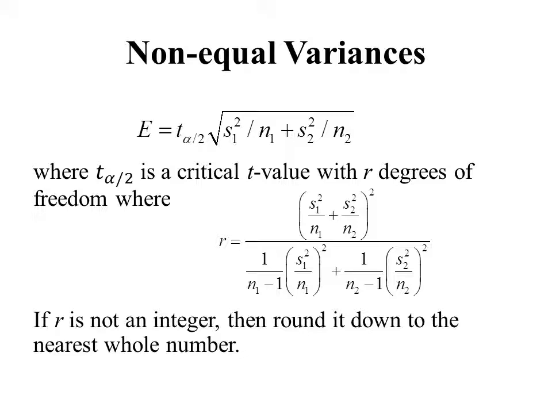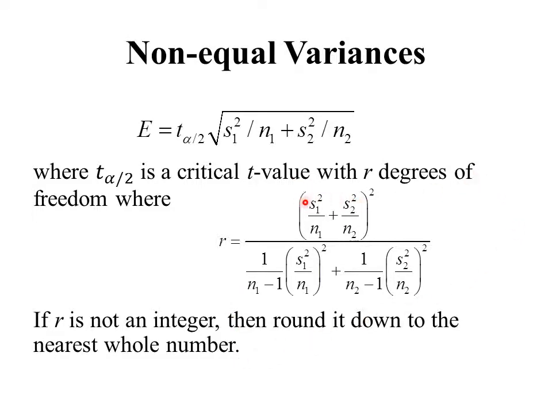Now, if we do not assume equal variances, then our margin of error is given by this formula here, where again we have a critical t-value, but now this t-value has r degrees of freedom, where r is given by this rather nasty looking formula. When we calculate this, r is not necessarily going to come out to be a whole number, and if that's the case, then we round that number down to the nearest whole number.